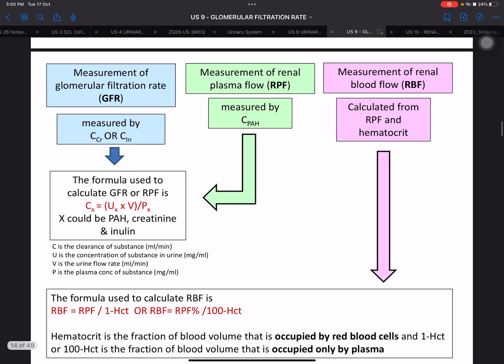For renal blood flow, how do we calculate it? Calculate from the RPF and hematocrit. If you remember, just now I showed you the hematocrit percentage, and the remaining goes to the renal blood flow and the renal plasma flow. So again, simply, the formula used to calculate renal blood flow: renal blood flow equals renal plasma flow divided by 1 minus hematocrit. Again, you already know hematocrit is the fraction of blood volume that is occupied by red blood cells.